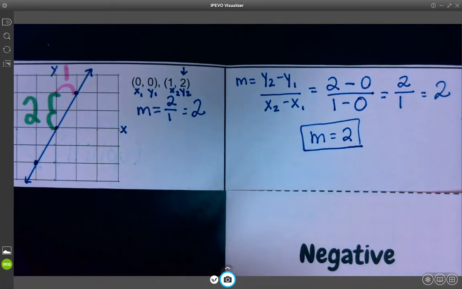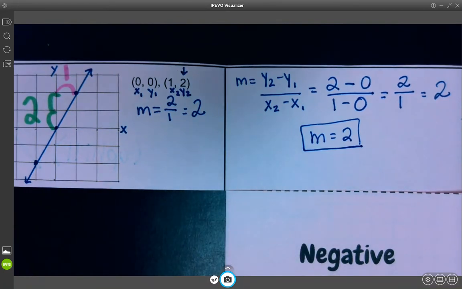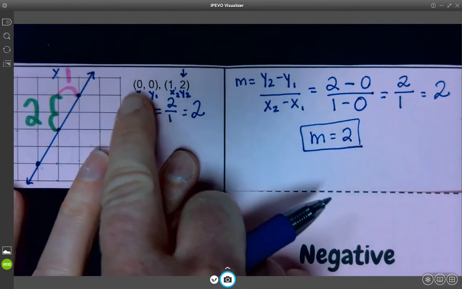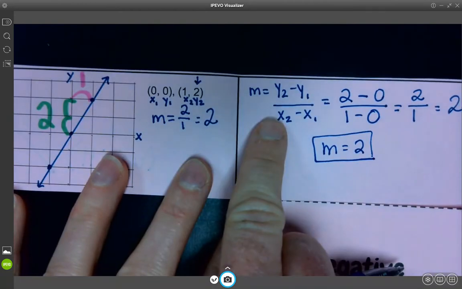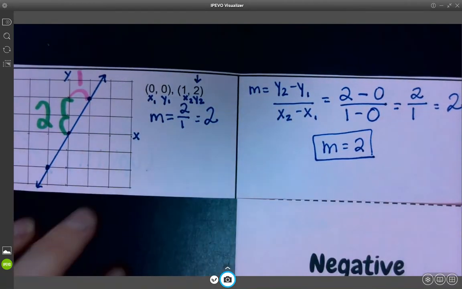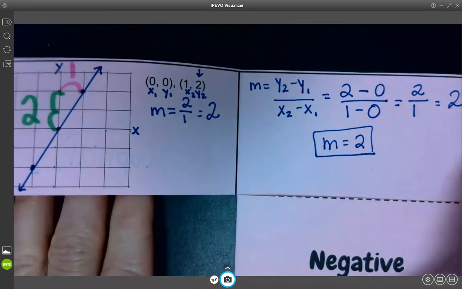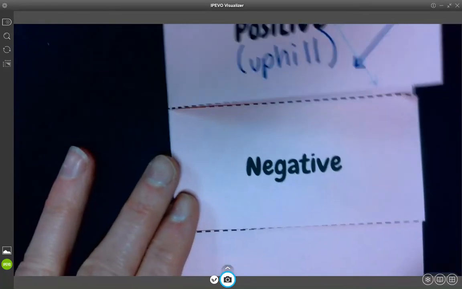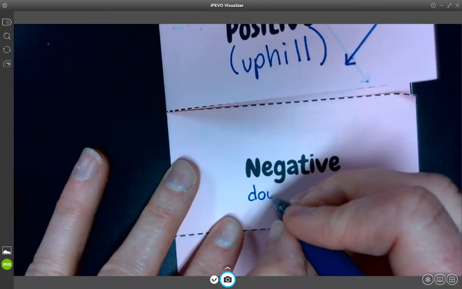So if the points are already graphed on the line, you'll do rise over run. If you're given 2 points, you can use your formula. Okay, negative slope is a downhill.